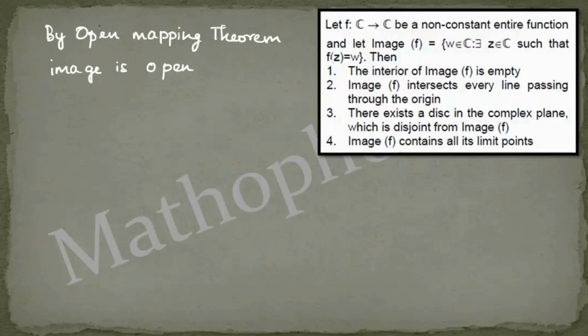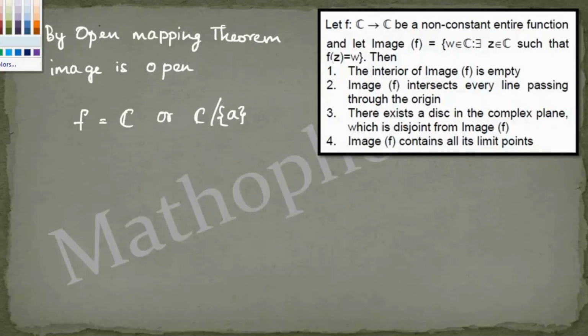Next, second option, image of f intersects every line passing through origin. By Little Picard's theorem, Little Picard theorem என்ன சொல்றாங்க, non-constant entire function can omit at most one complex value. So f will either be whole C or omitting just a single point. So இந்த மாதிரி தான் இருக்கும். So image intersects every line passing through origin, it can be correct. And there is a disk in complex plane which is disjoint from image f: third option-ல் it can omit at most one point தான், whole disk omit பண்ண முடியாது. So third option-உம் wrong.